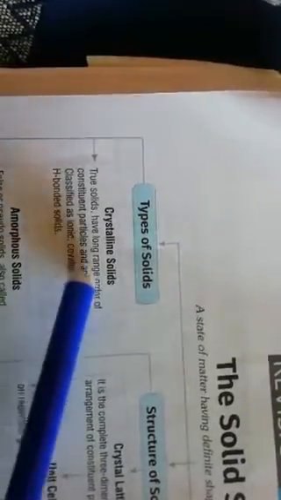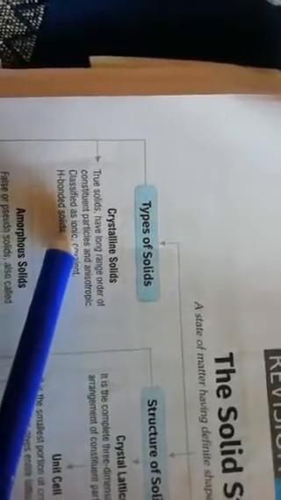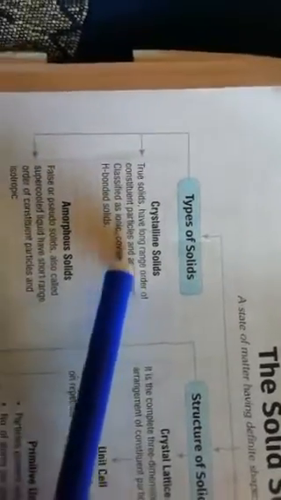It is further classified into 4 types: ionic, covalent, hydrogen bonded, molecular and metallic. One is molecular also, so we will write it here. Clear?